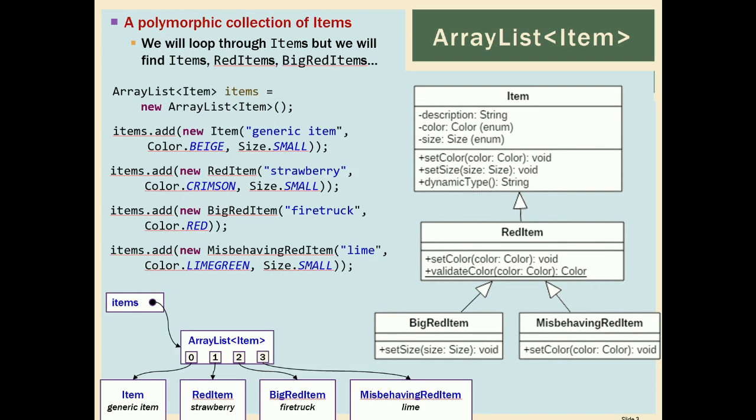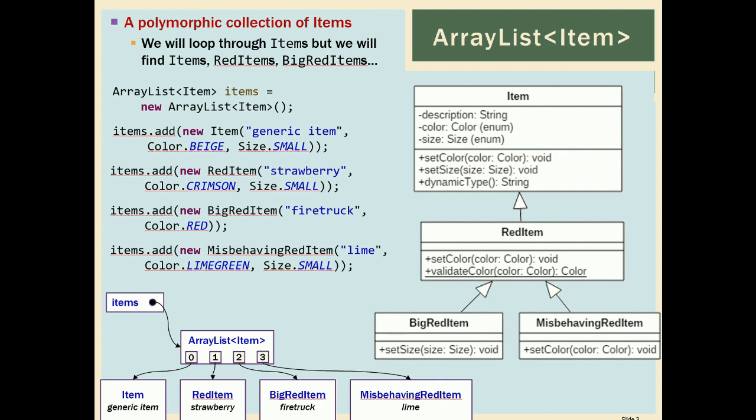Okay, so now we're going to make a polymorphic collection of items in an array list. And we'll start off by defining that array list here. And it's an array list of items. And notice that we create it with the superclass. The first item we're going to add is going to be a generic item. It's going to be of type item. And it's going to be a small beige, generic item. So I can add an item of the superclass to an array list of items, and that makes perfect sense.